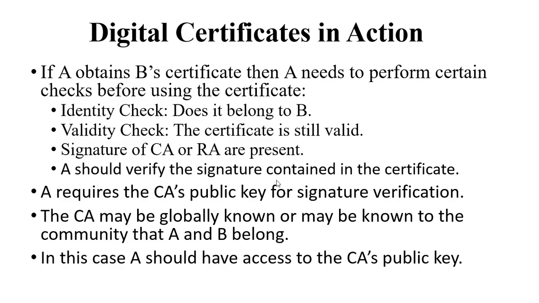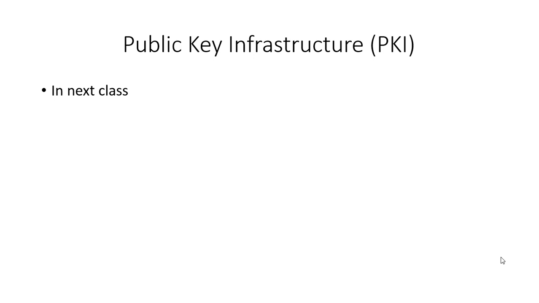So whenever A obtains B's certificate, then A needs to perform certain checks before using the certificate. So he has to check for the identity whether the certificate belongs to B and is the certificate valid, is there a signature, and to verify the signature, the receiver should know CA's public key because it is encrypted with CA's private key. So the CA may be globally known or may be known only to the community to which A and B belong to. In this case, A should have access to CA's public key, only then it can be verified. So this is about the digital certificates.